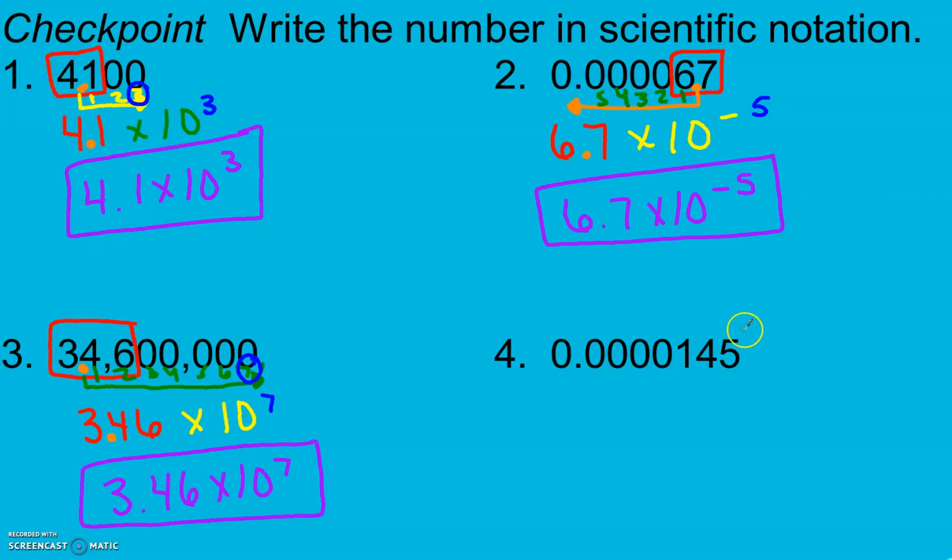And in 4. We care about the 1, 4, and 5. We want exactly one number in front of our decimal. We're going to multiply it times 10 to an exponent. Here, to go from our decimal back to where it was, we move 1, 2, 3, 4, 5. And since that's in the negative direction, it's a negative 5. The number we started with is smaller than 1.45, so our exponent has to be negative. So 1.45 times 10 to the negative 5th.